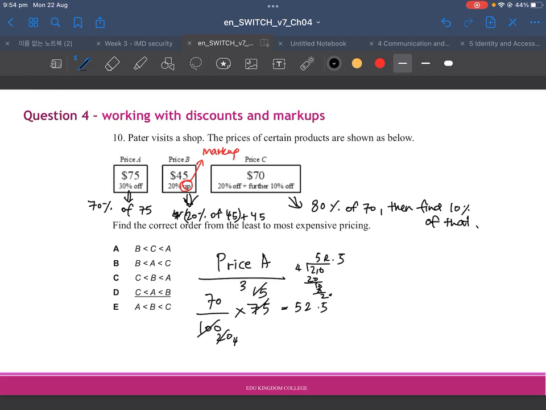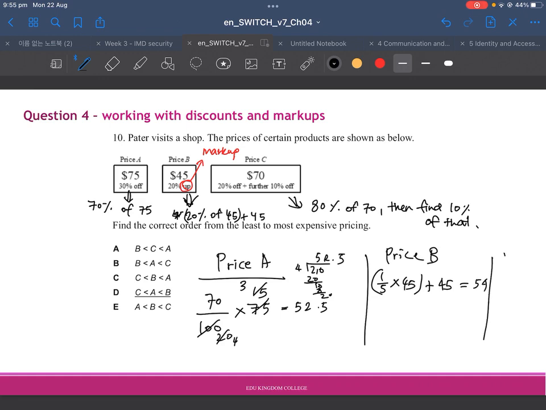That's for price A. Price B. 20% of 45 is 1/5 of 45. Because remember, 20%, guys, is 20 over 100, and 20 over 100 simplified is 1/5. So I'm just saying 1/5 of 45, and then plus 45, because remember this is 20% up from the original price. So that's 9 plus 45, which ends up being 54.